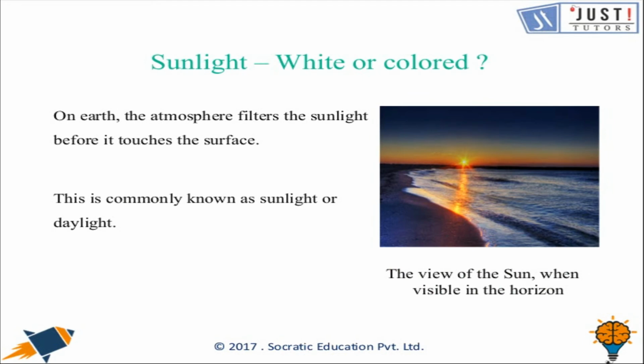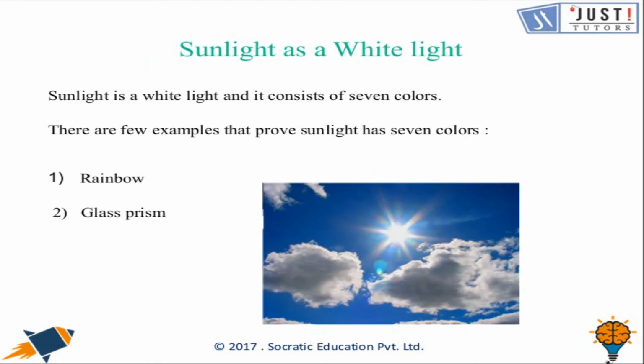Talking about sunlight, the light coming from the sun is called sunlight. The Earth's atmosphere filters the sunlight before it touches the surface. The sun can be seen on the horizon, which is a visible evidence of its radiation. Sunlight is also considered as white light because it consists of 7 colors.